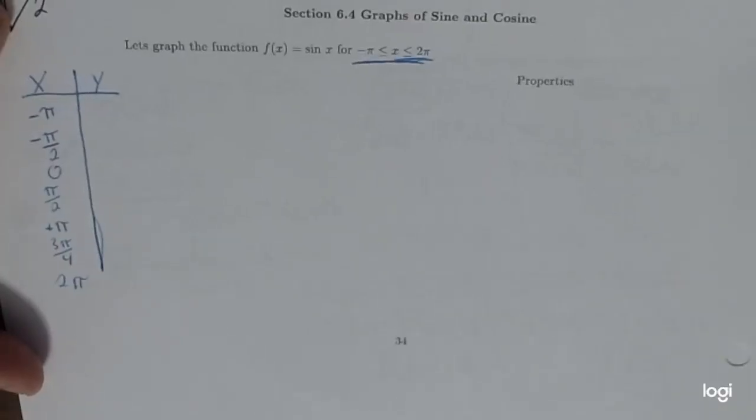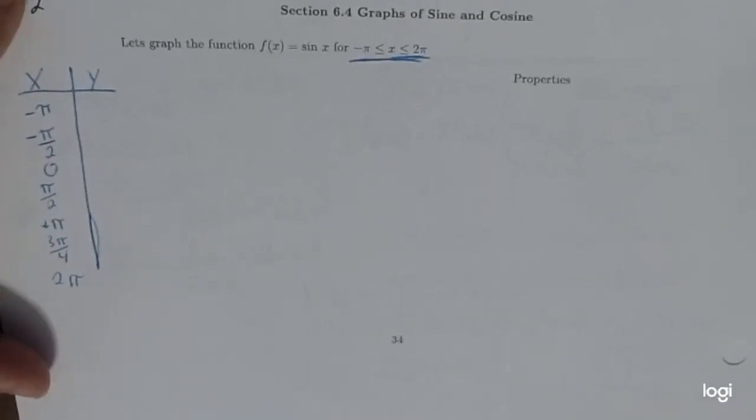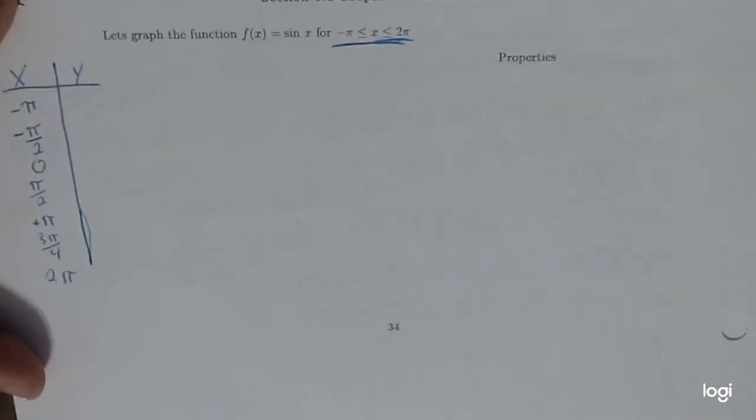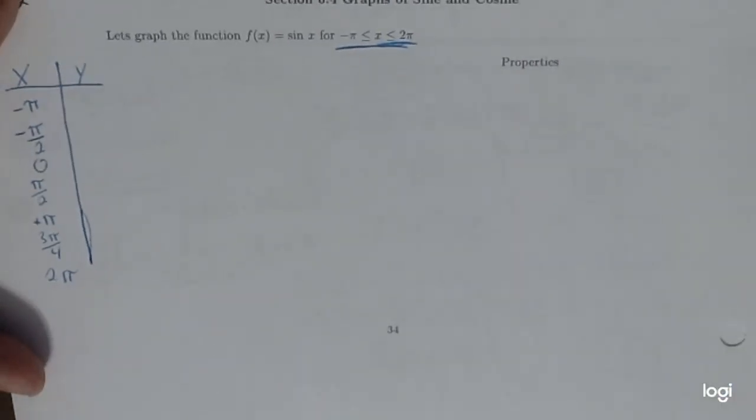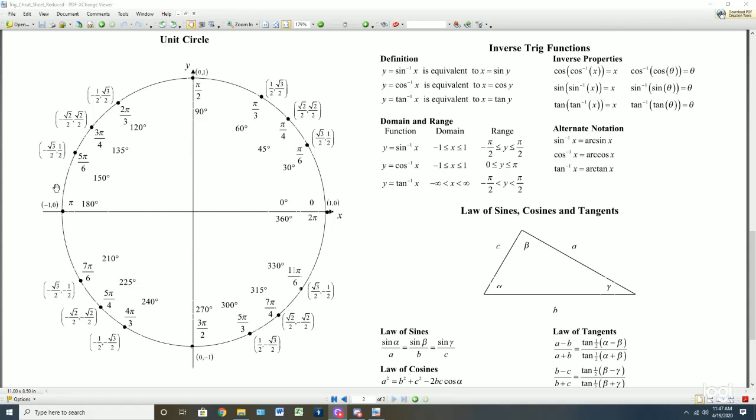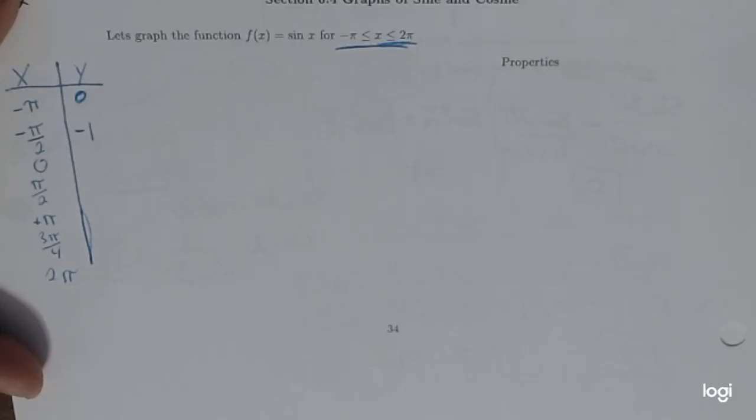And now what we want to do is, what happens when we plug negative pi into the sine function? Again, we're just going to go around the unit circle. At negative pi, we're over here, so the y value is 0. At negative pi over 2, we're down here, so the y value is negative 1. And that's how we go about doing it, completely in circle format.